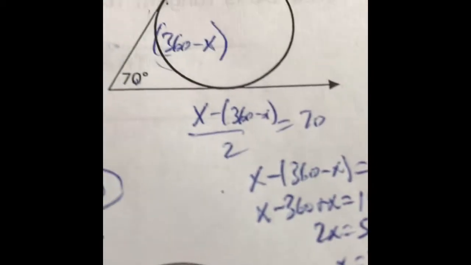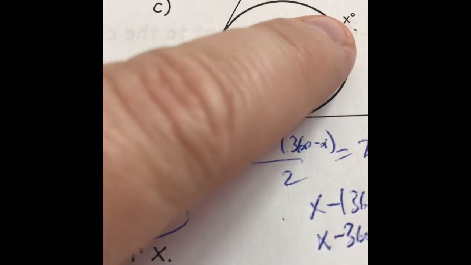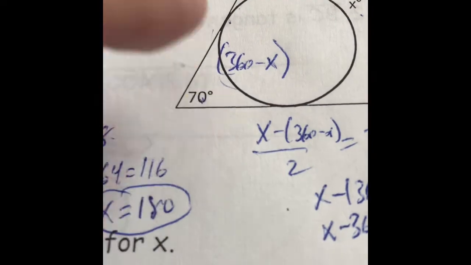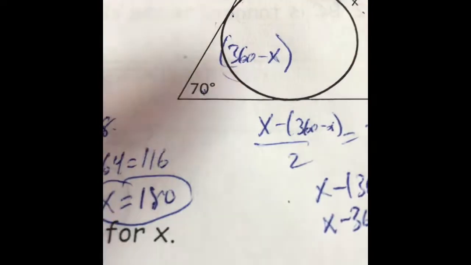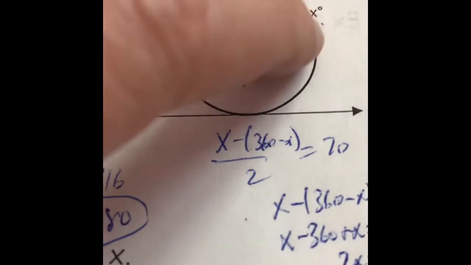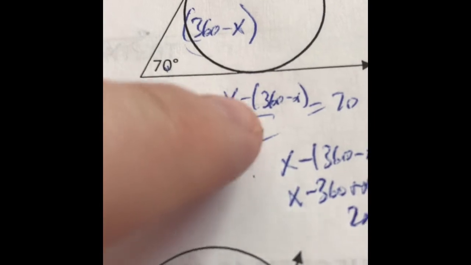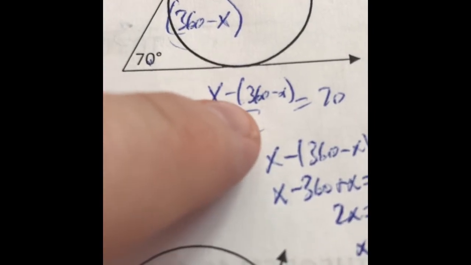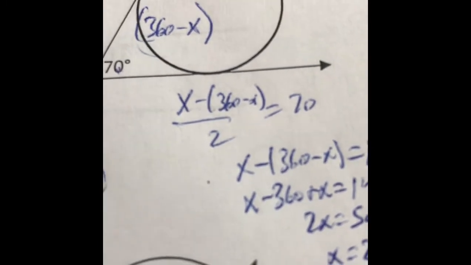Now when you have two tangents, the bigger arc is always going to be the one that's outside. That's always going to be bigger than this one, okay? It would be impossible for two tangents to meet way out over here and make this one the bigger arc, okay? So this is always going to be the bigger arc. So the formula that you need is x minus quantity 360 minus x, over 2, equals 70.